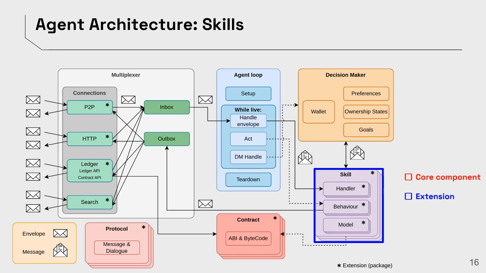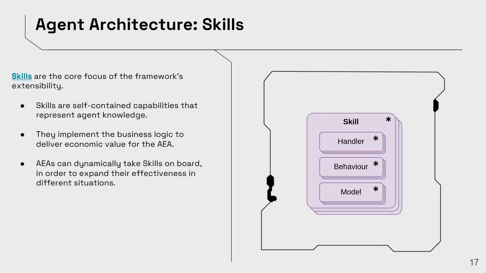So the next component that we are discussing are the skills. Skills, again, are an extension, which means that the developer can develop as many skills as they want. Skill is the key, or most important, component of the framework. Skills represent the agent's knowledge. Each skill represents a self-contained capability, and they implement the business logic to deliver economic value to the agent.